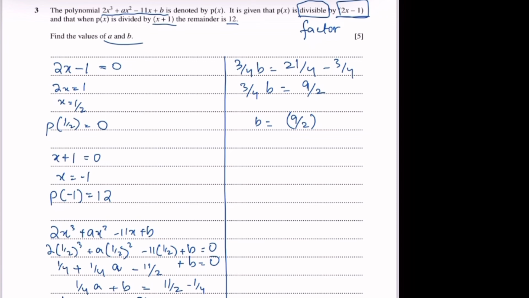So b is equal to 9 upon 2 whole divided by 3 upon 4. And the final answer is 6. b is equal to 6. And now we said that a is equal to 3 minus b. So a is equal to 3 minus 6 and a is equal to minus 3. So the final answer is that a is equal to minus 3 and b is equal to 6. These are the final answers of question number 3.